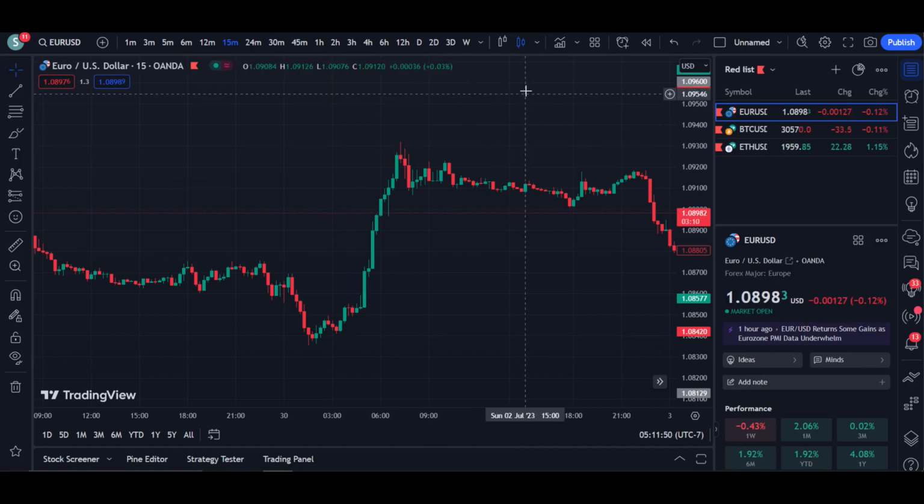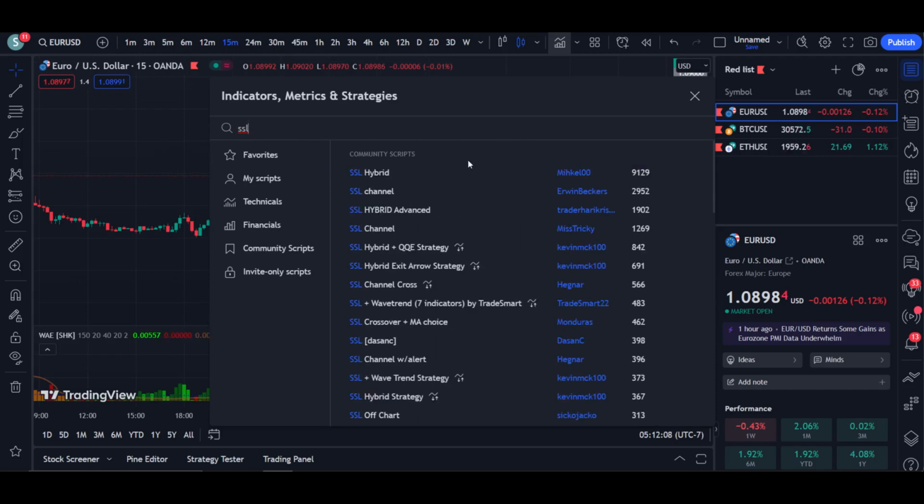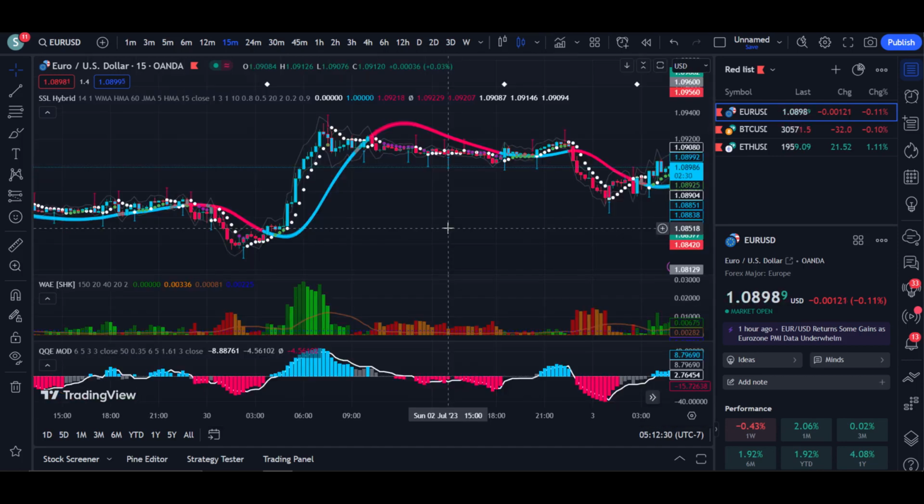So we're going to be using 3 indicators for this strategy. The very first indicator that we will use is the WAE, the Waddah Attar Explosion. Click on the very first one. The SSL Hybrid will be the second indicator that we will be using, and the third indicator will be the QQE Mod. This is how your chart should look right now, but we're going to clear it up a little bit.